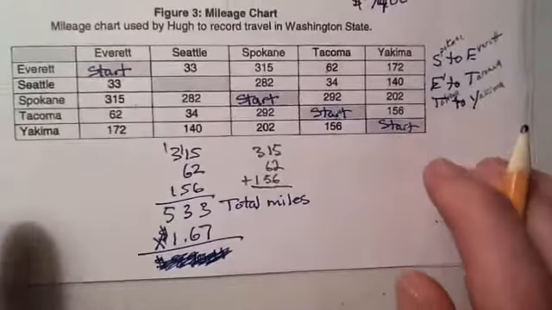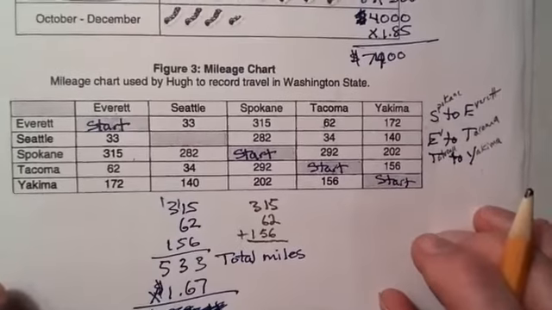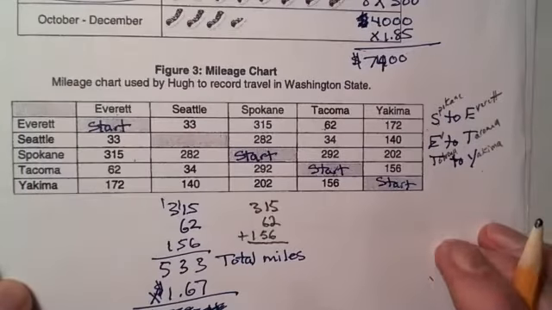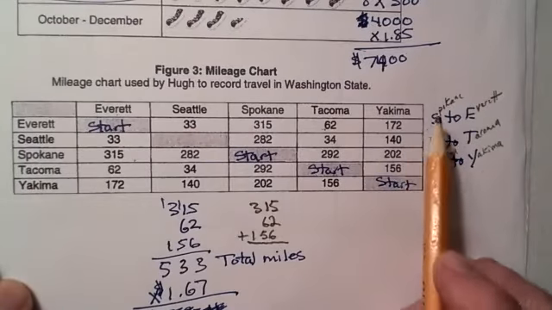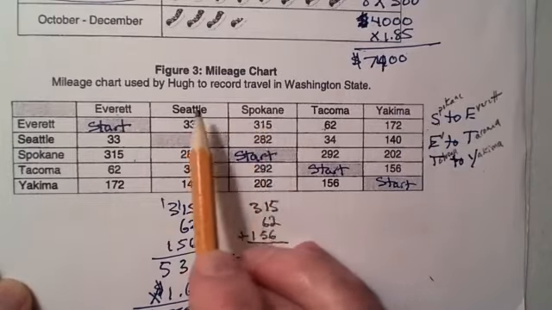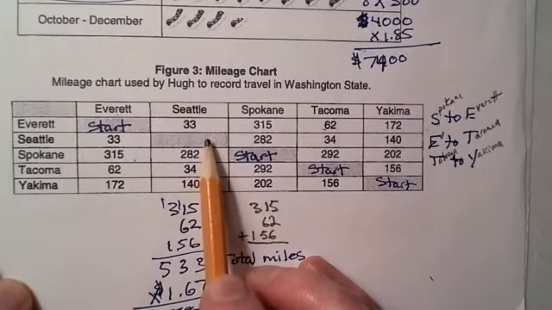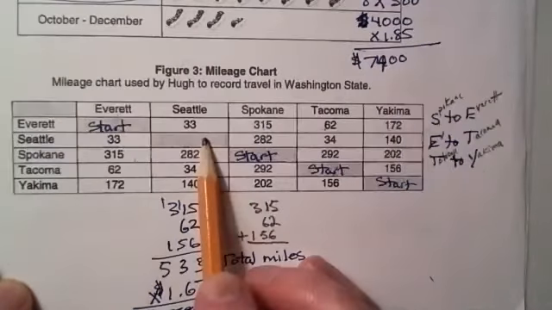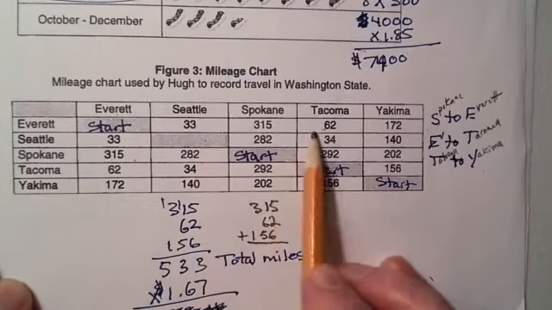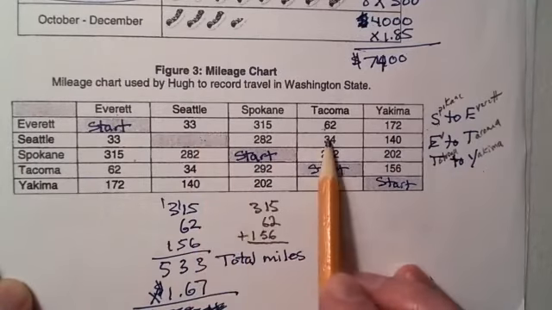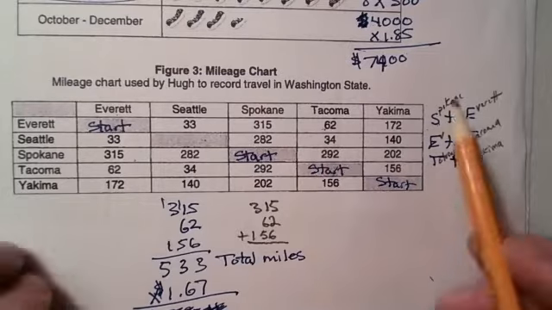I'm just going to be flat out honest with you. This particular chart is kind of confusing. Just know that whatever city it says you're starting from, go to that city on the chart, find the blank space, and start there. Then find the next city they're asking for. So if it was from Seattle to Tacoma, you would write down it's 34 miles.